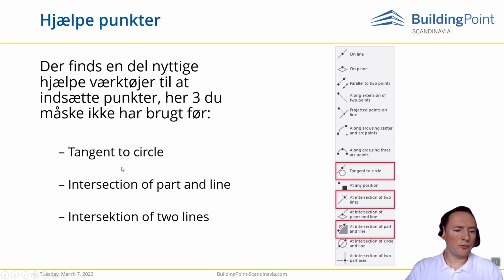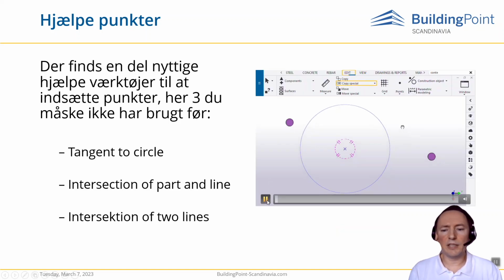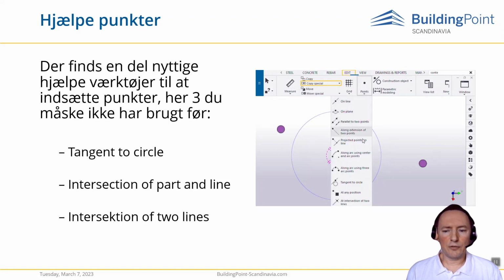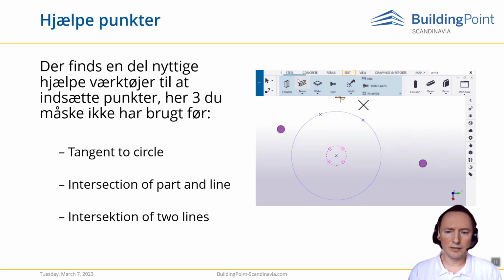So let's look at the first one, tangents to circle. The tangents to circle is actually easy to use. You just need to, of course, start the tool. Then you need to pick the center of your circle and the radius, and then which point and which side. And it comes in with a point for the tangents. And here, one more time, and you get a new point for the tangents.